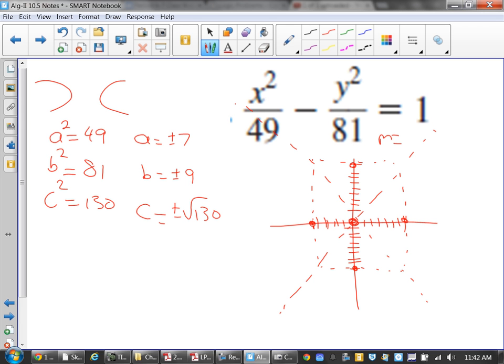Your slope, up 9 over 7. Slope plus or minus 9 over 7 for the slant asymptotes. Your C value is a square root of 130, which means it's larger than the square root of 121, smaller than the square root of 144. So 9, 10, 11, 12, here-ish.